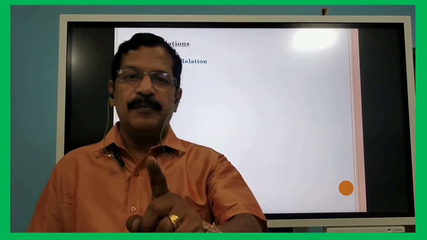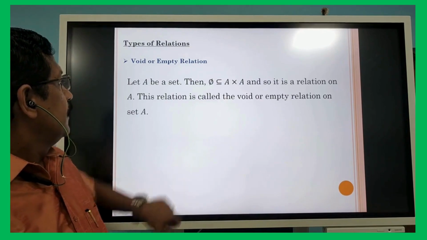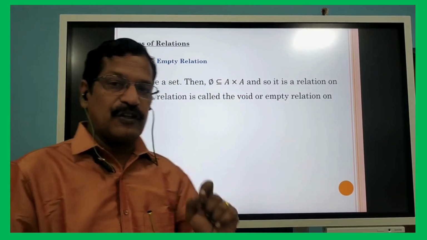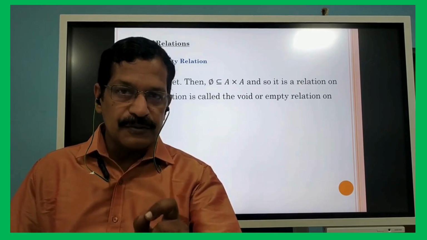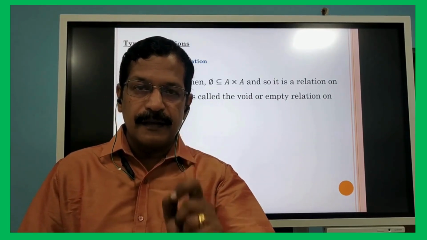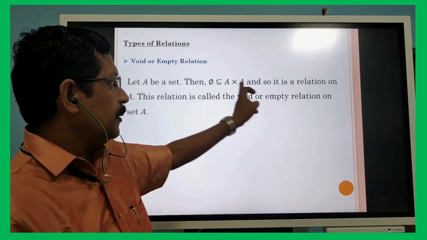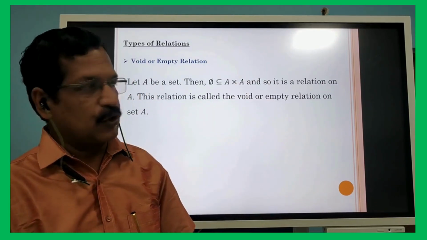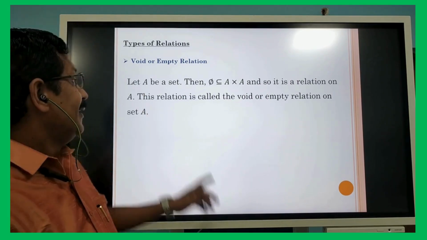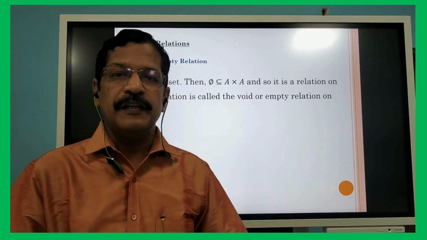First is the empty set or void set, just explained. Let A be a set, then the empty set is a subset of A cross A. I told you, here in 12th class we are generally studying the relation on a set. So it is a subset of A cross A, and so it is a relation on A. This relation is called the void or empty relation.